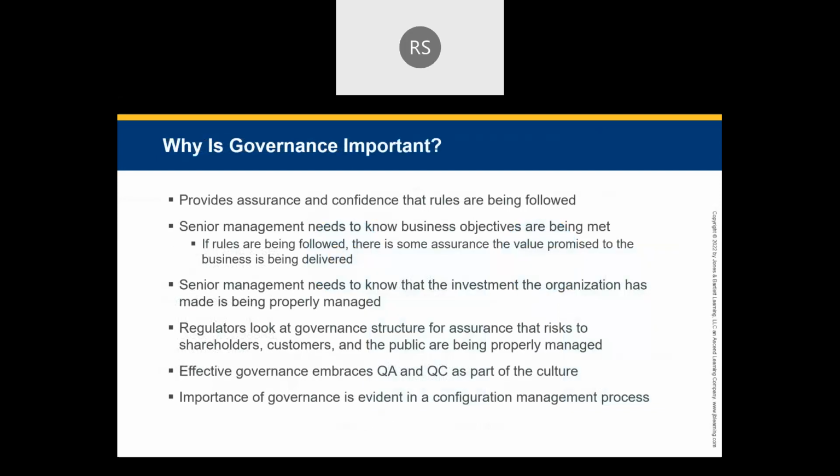And that is something that's going to be vital for an organization's success. Now, governance is important because it does provide a framework for decision making, accountability, and oversight within an organization. It helps ensure that the organization's activities are conducted in a responsible and ethical and effective manner. So, some of the key reasons why governance is important. It provides assurance and confidence that rules are being followed. It lets the senior management know that the business objectives are being met. Senior management also needs to know that the investment the organization has made is being properly managed.